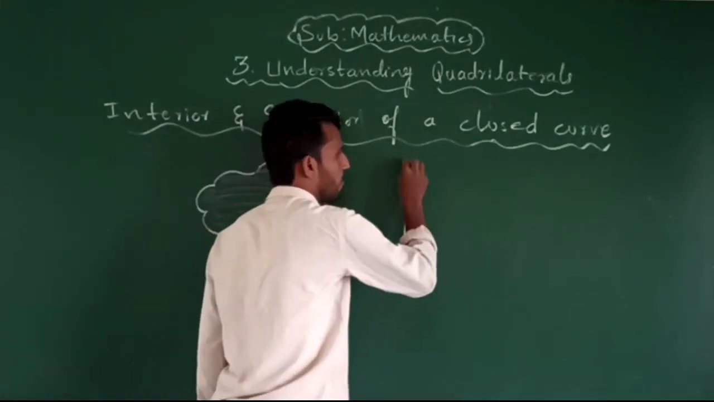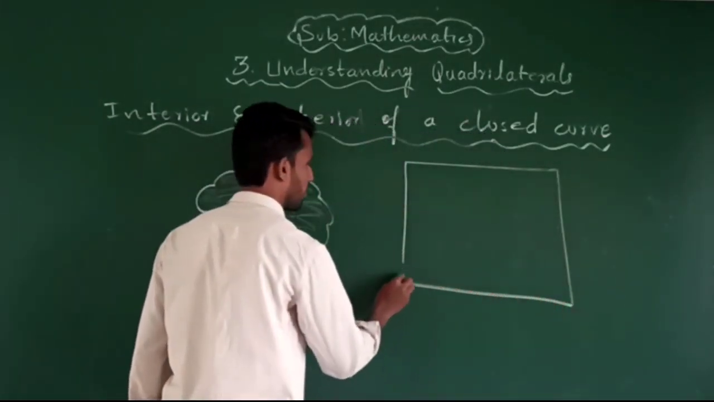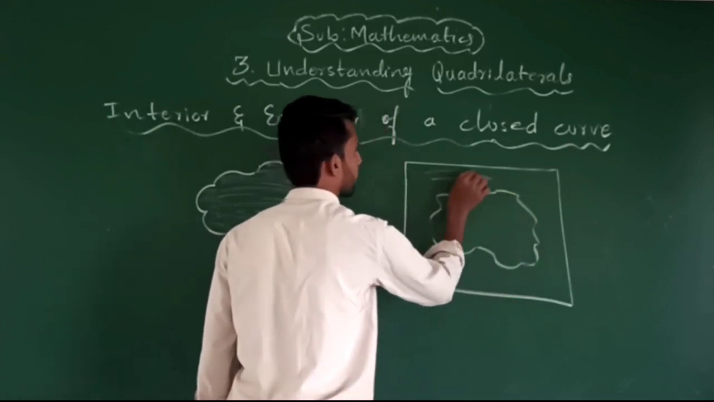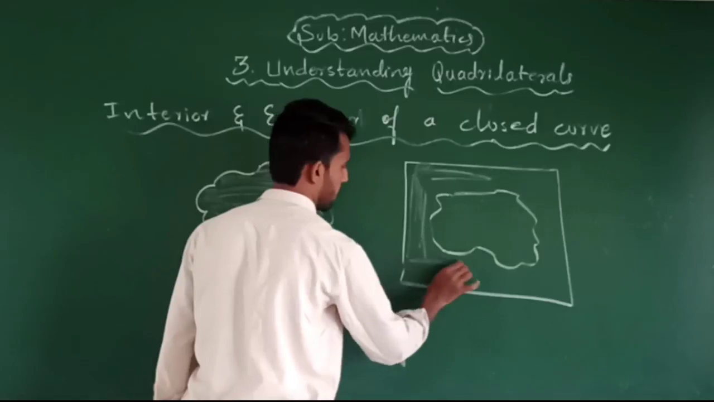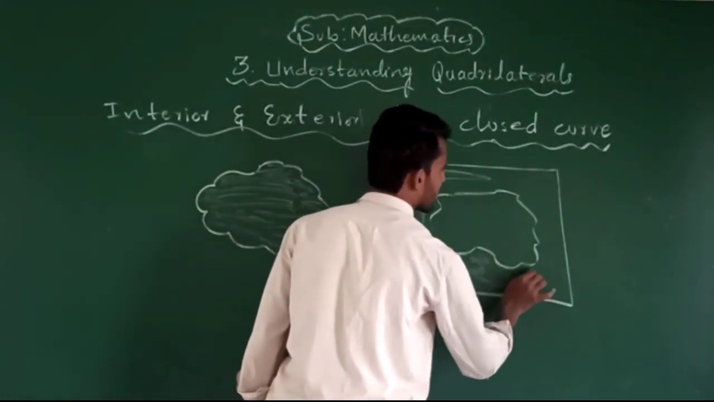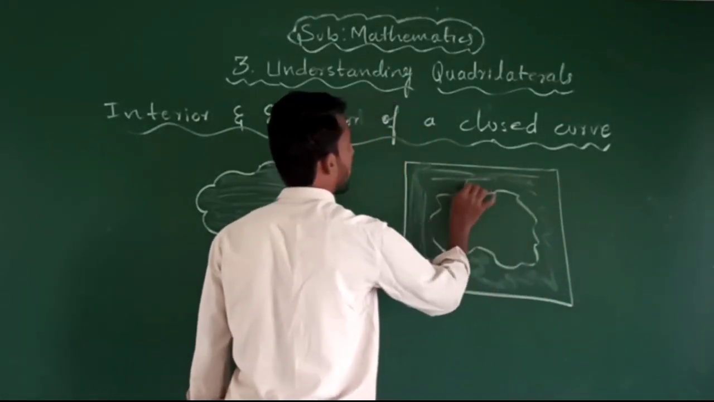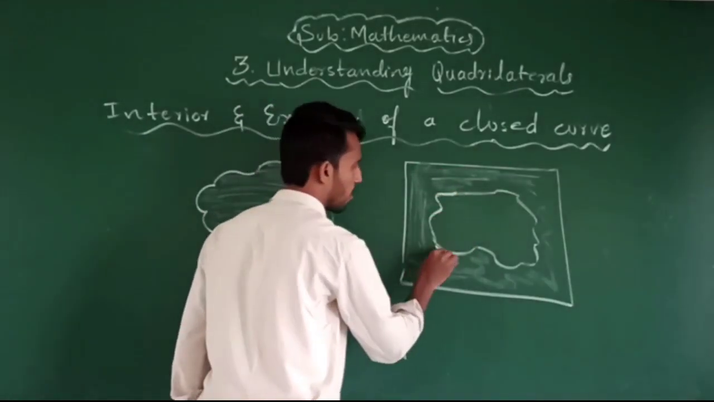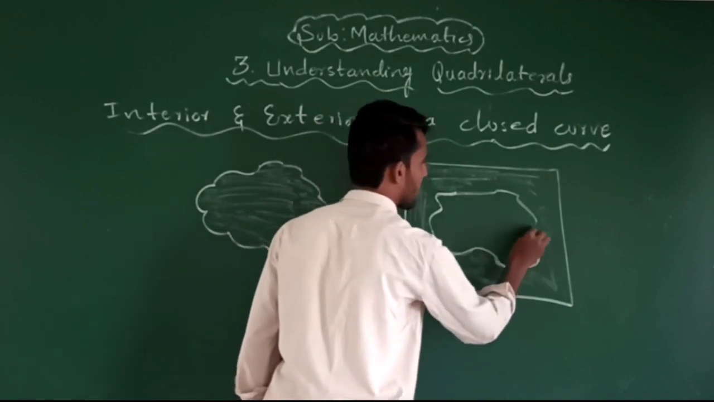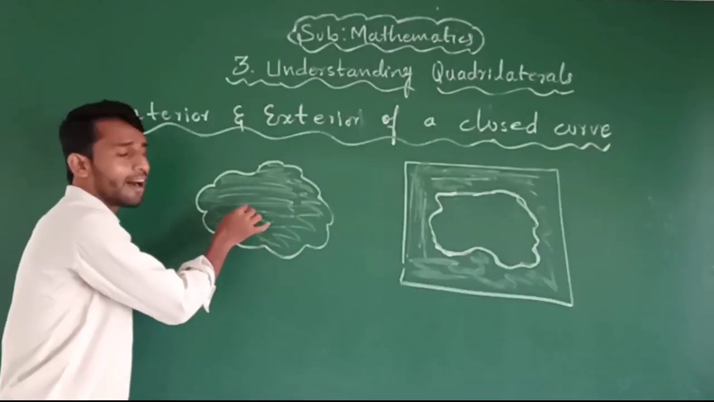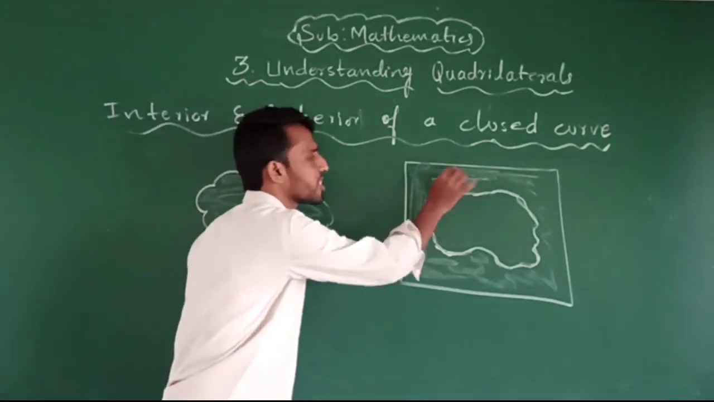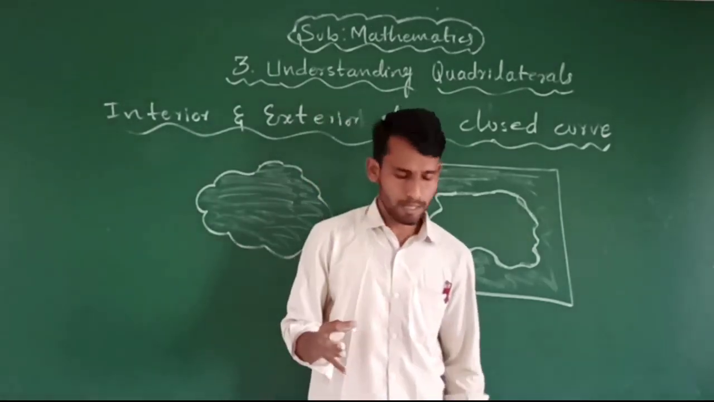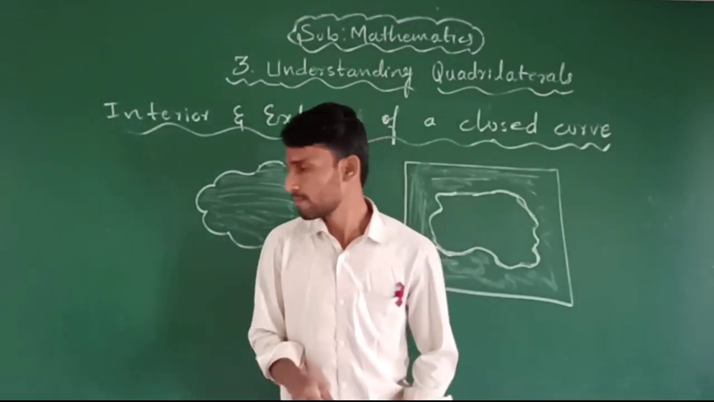Okay, now I am drawing another figure here. I am shading here. See, this is the shaded part. We will call it the exterior of a closed curve. This is the interior of the closed curve. This is the exterior of the closed curve. Okay, next point I am taking here is convex and concave polygons.